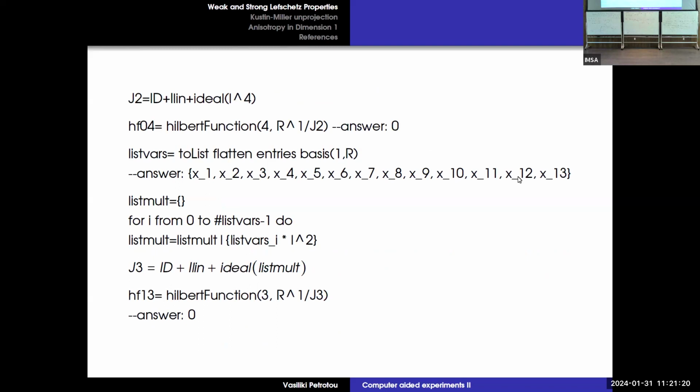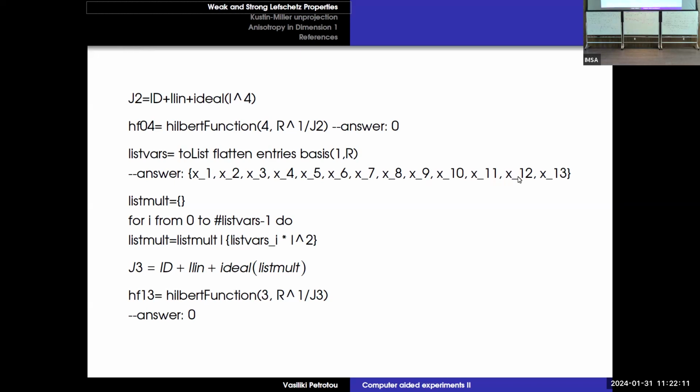Next step, we should check if we have the strong Lefschetz property. Here is a double check, in the sense that first we should check the multiplication by L^4. So in our ideal, we add the ideal L^4. And according to the pairing, we care about the fourth entry of the Hilbert function vector. So it says that it's equal, right? Hilbert function 4 of R over (J, L^4): R over J2, J2 is right here, and it says that it's equal to 0.